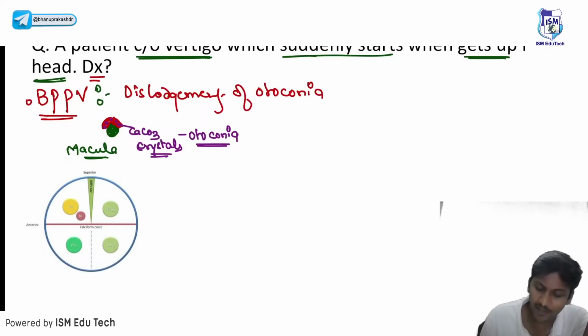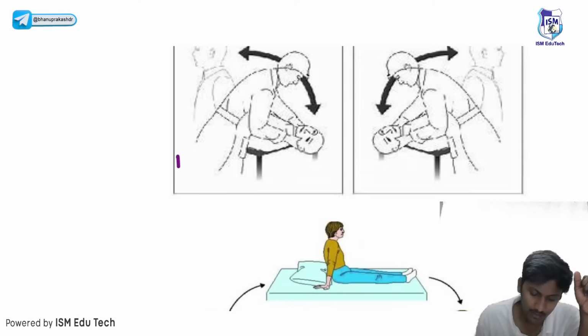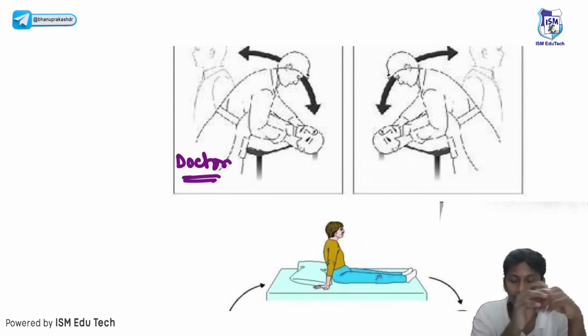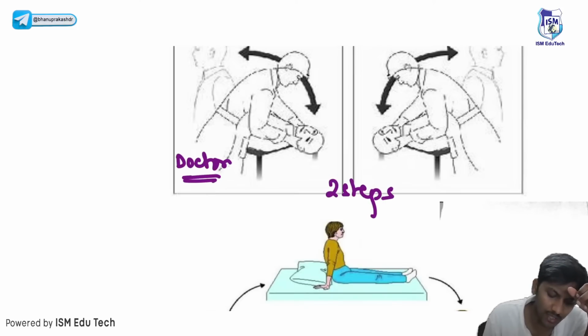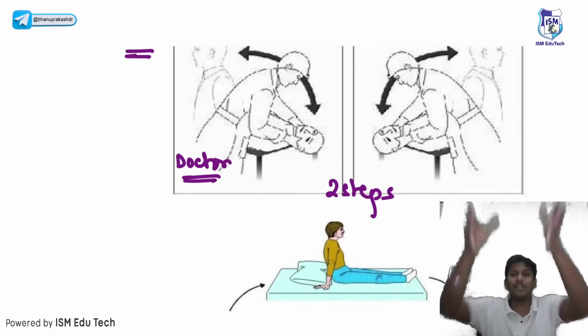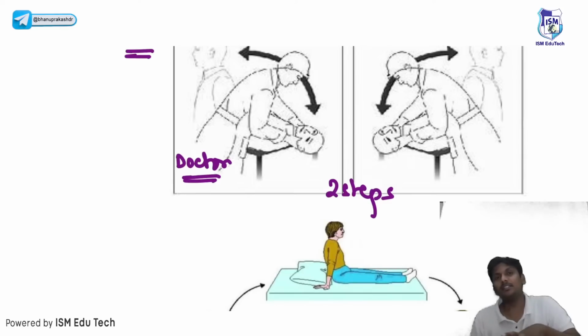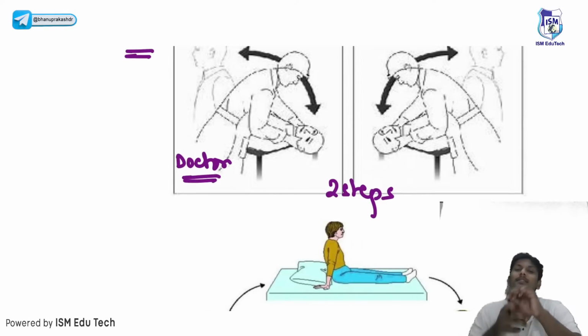Important is what is done for diagnosis in this condition. It is this maneuver which is done for diagnosis. What do we do? Here you can see there is a doctor or an examiner in the image. Along with that, you can see there are only 2 steps in this maneuver. This is the diagnostic maneuver done for BPPV. Here we will pull the head of the patient suddenly back and turn his head towards one side. As soon as you pull the patient back and turn his head towards one side, what will happen?